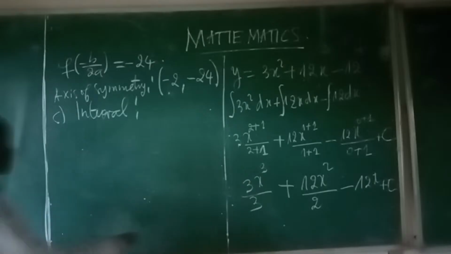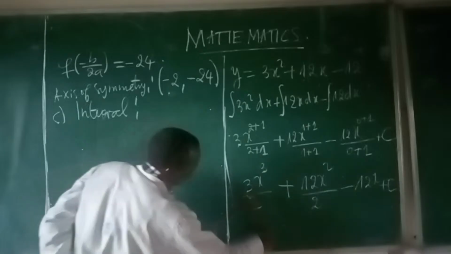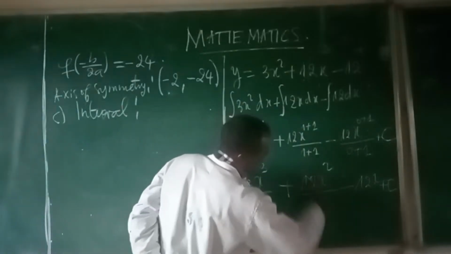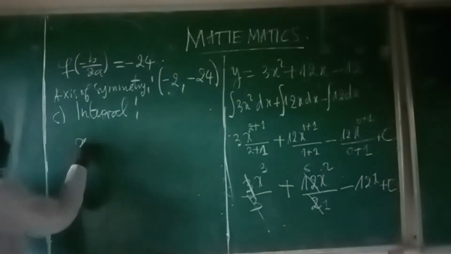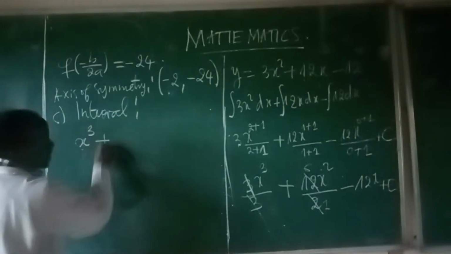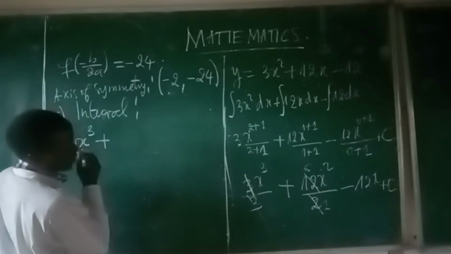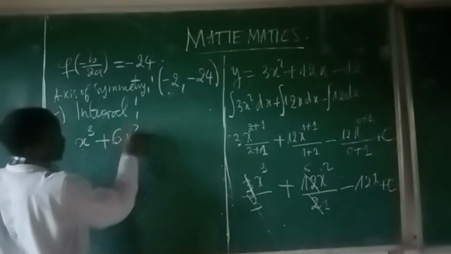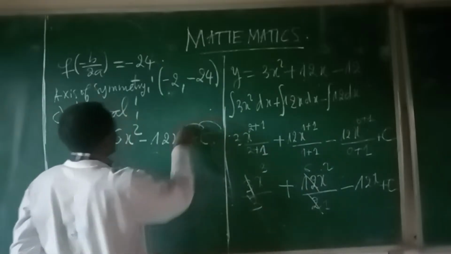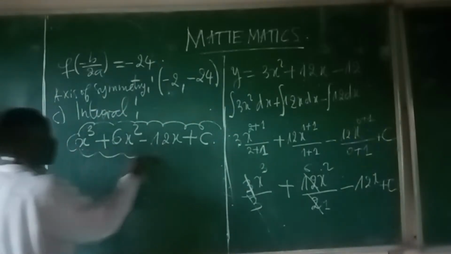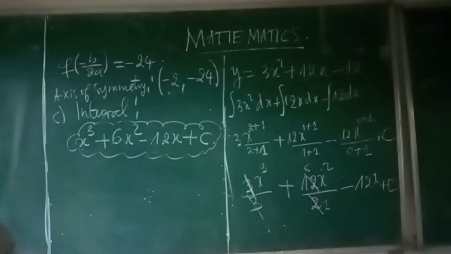It is what we call... we have to simplify this and this, and this by this, remain with the 1 here, is 6. Then it is x power 3 plus, that's what we have there, 6x squared minus 12x plus constant c. This is the last solution about how to integrate a given quadratic equation.